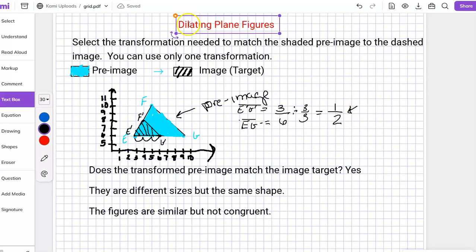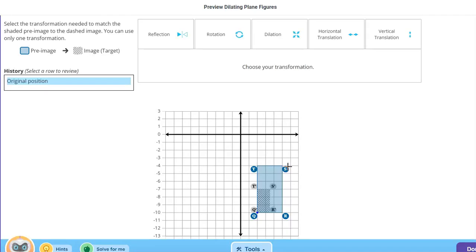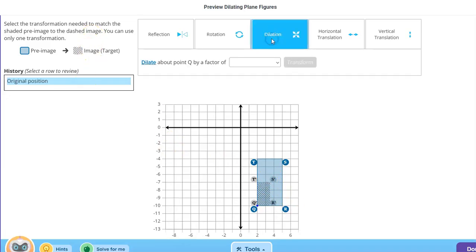Okay, you're going to use these notes now to do a couple problems. So I want to do one with you. Yours is not going to be the same as mine because I want to make sure that we understand what we're doing. Okay, so again, my pre-image is my blue and my target image is my striped. So I know it's a dilation. I have to decide how I am moving this. So my pre-image is 1, 2, 3. My image is 1.5. It's not quite all the way over there.